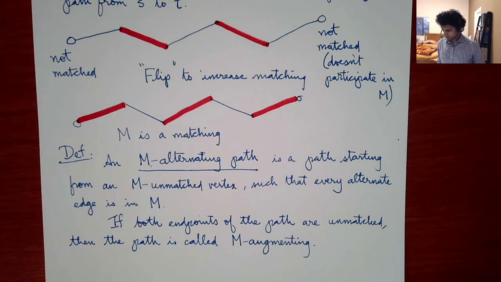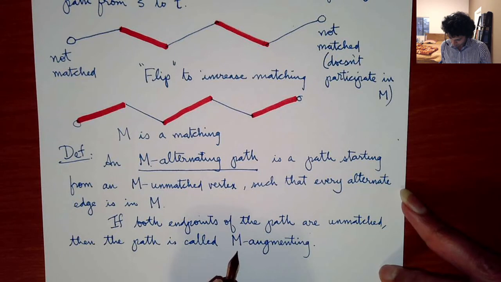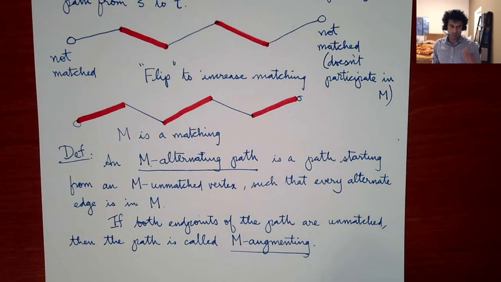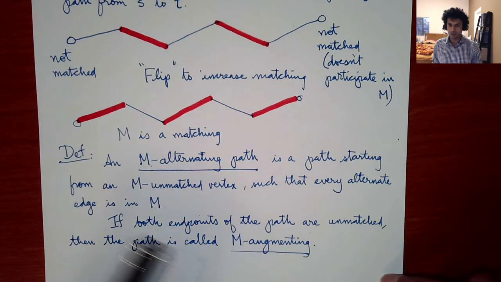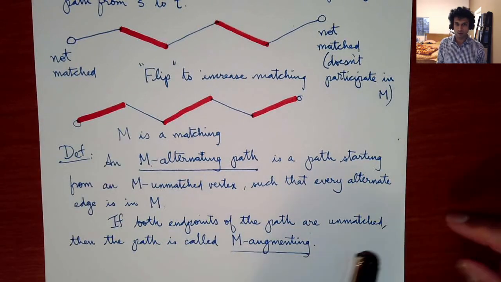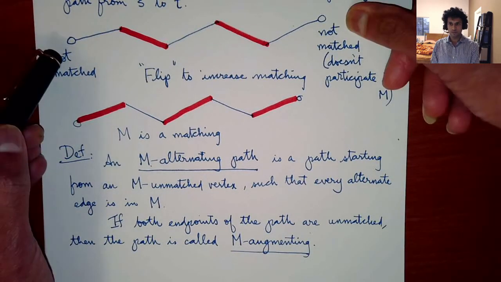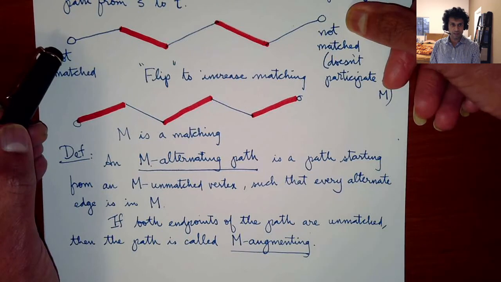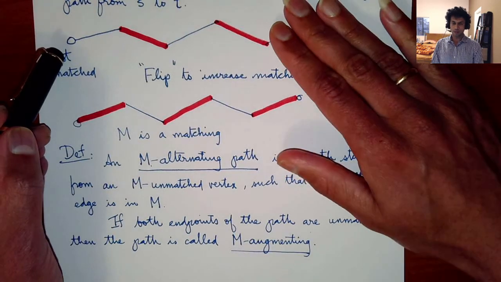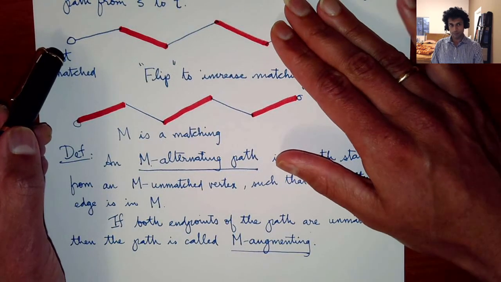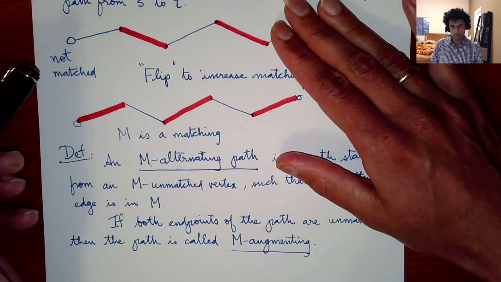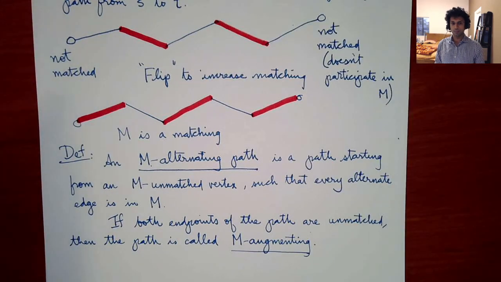What do you mean by augmenting? Oh, that's the definition. That's what it means to be an M augmenting path. I'm defining an M augmenting path to be an alternating path where both endpoints are unmatched. So this path above is an M augmenting path. This path up to here is not an M augmenting path. They're both alternating paths though, but this is the one that's an M augmenting path.